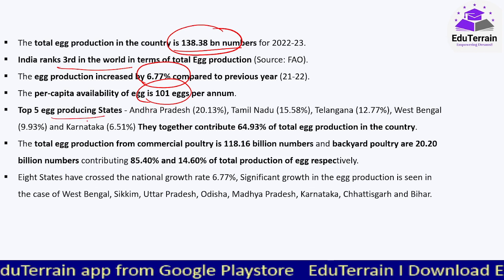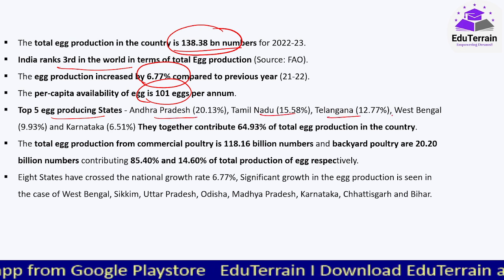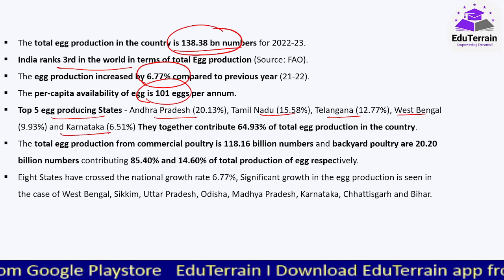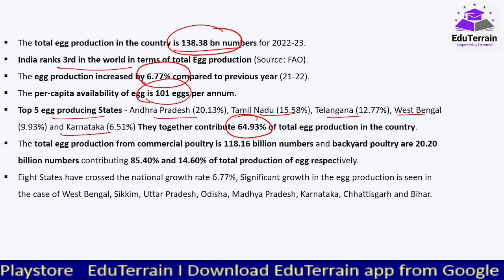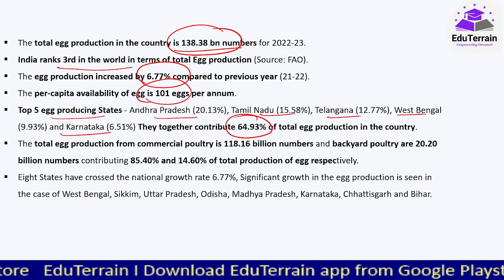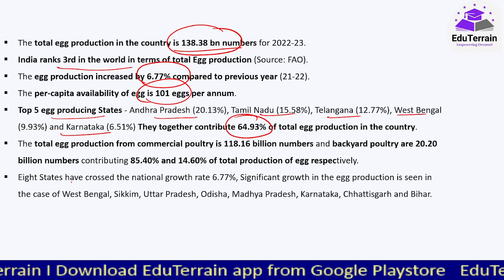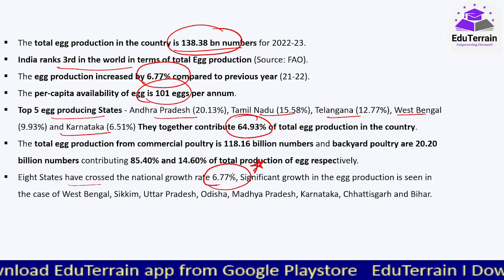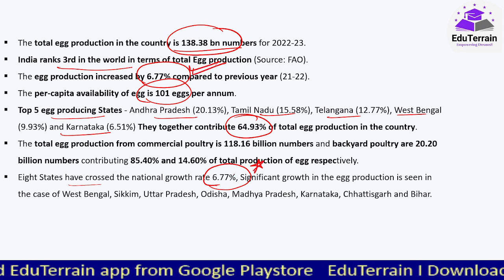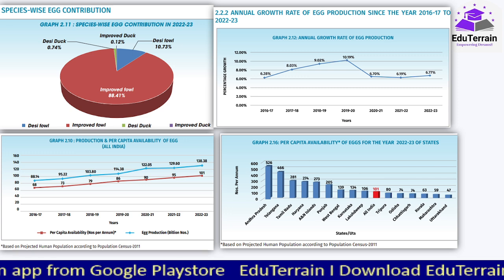The top 5 egg producing states: Andhra Pradesh, Tamil Nadu, Telangana, West Bengal and Karnataka. These top 5 states constitute 64.93%, that is more than 60% of the total egg production in the country. And 8 states have crossed the national growth rate. The national growth rate is 6.77%, as you can see here. In these states, egg production has grown more than that.